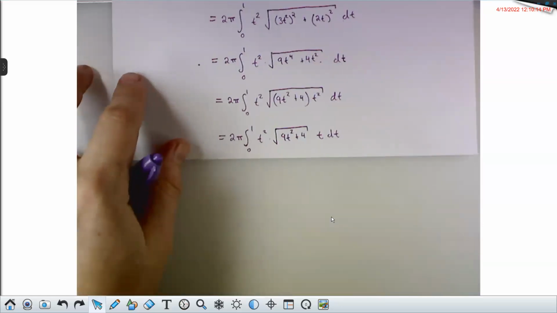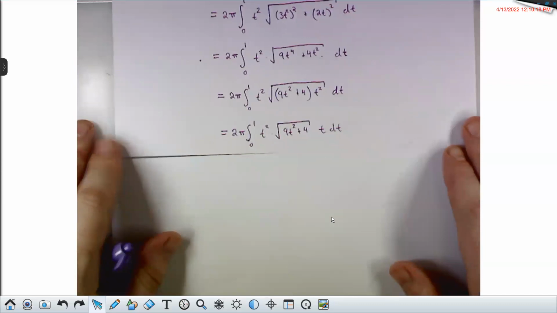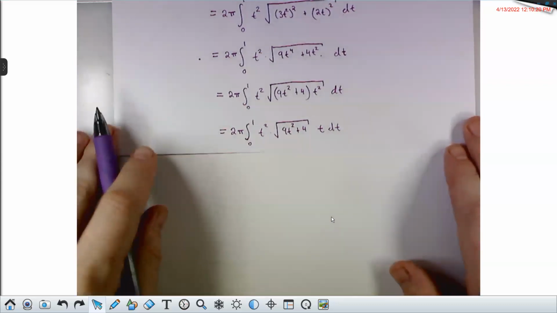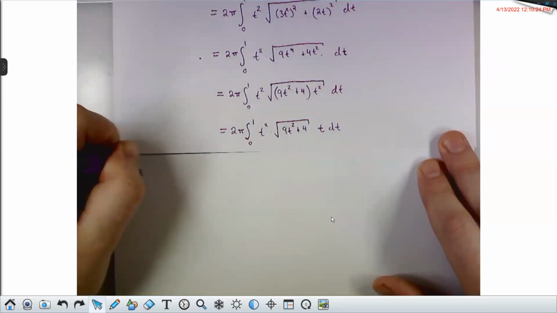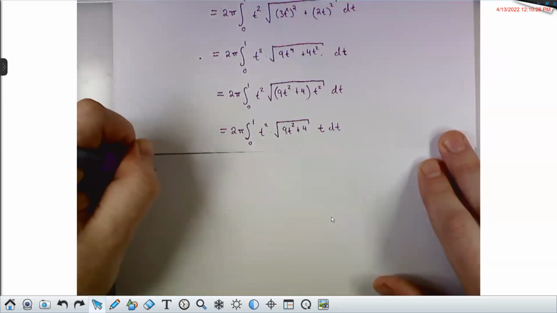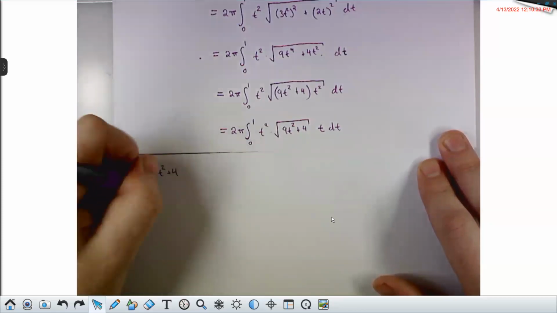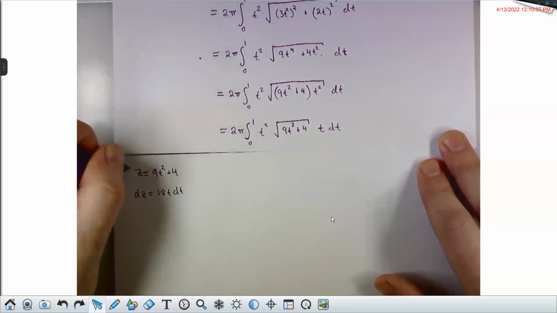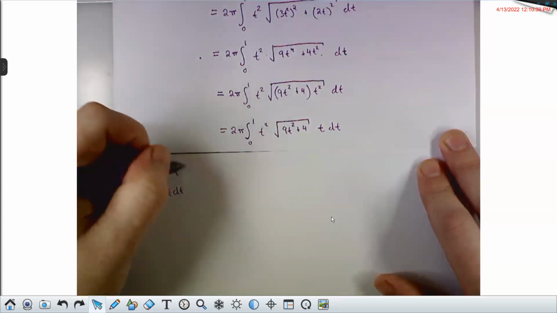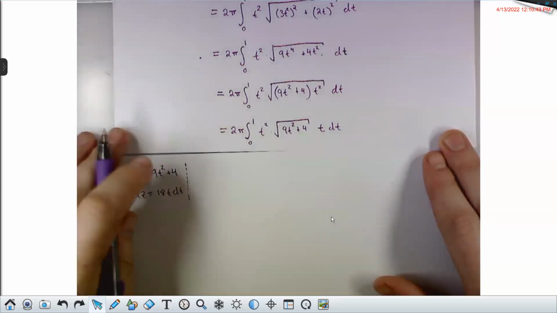And you can do this with multiple u subs or z subs. But the quick way to do this, I think the smart way to do this, is to make the substitution for the radicand, z equals 9t squared plus 4. And then dz would be 18t dt. I'll show you why this works so well in just a second.